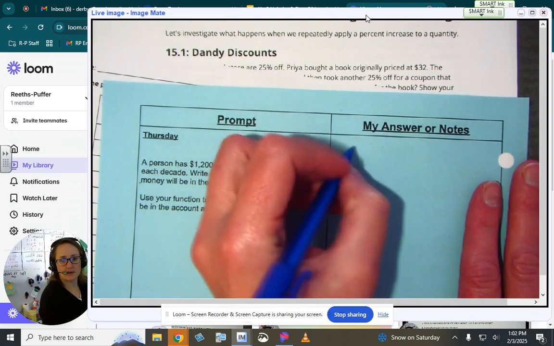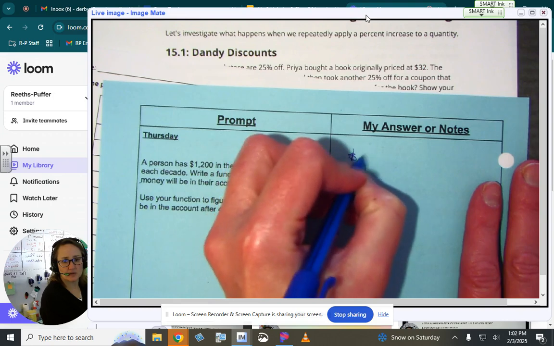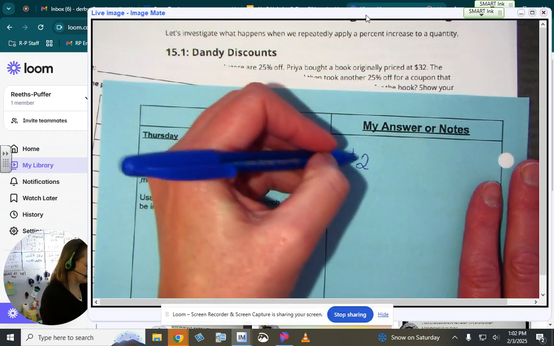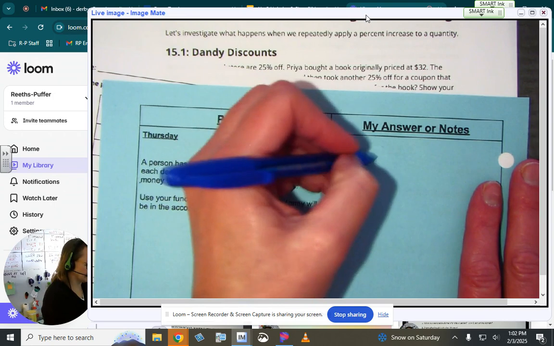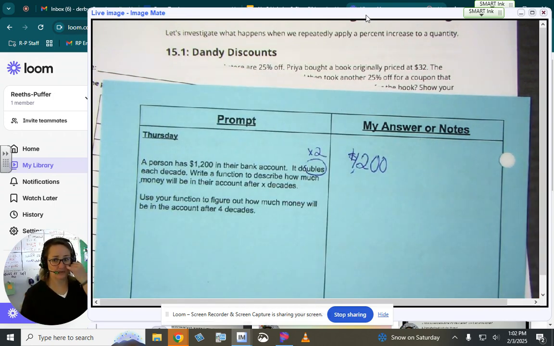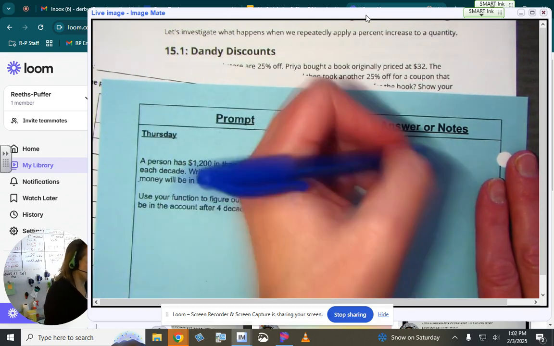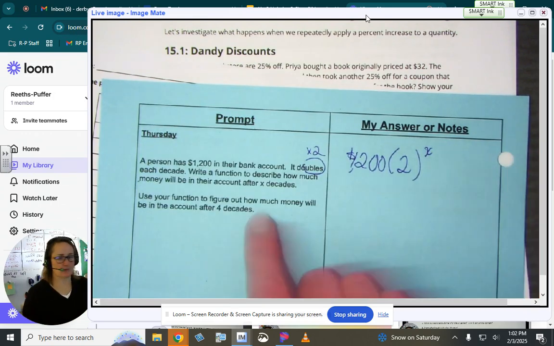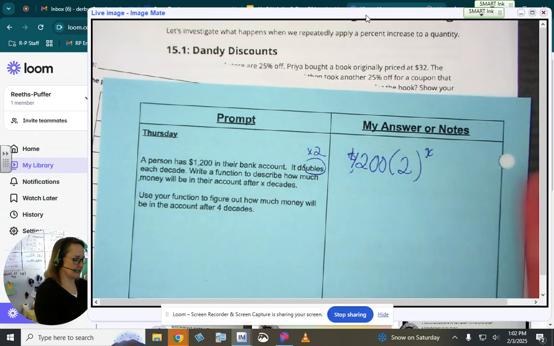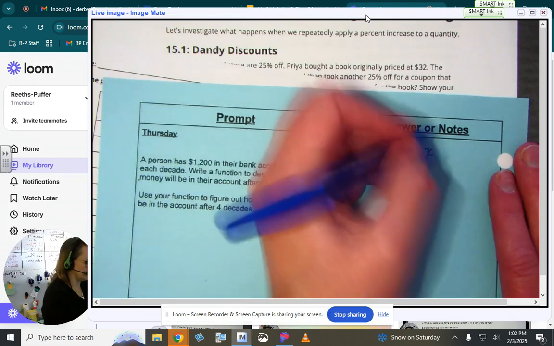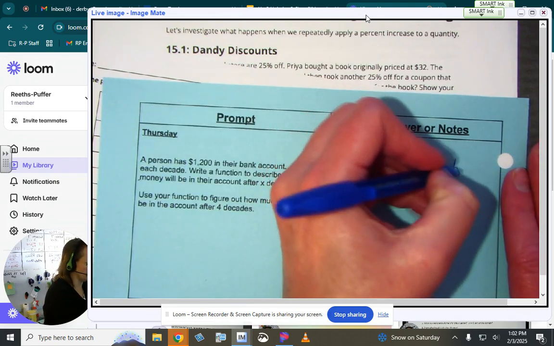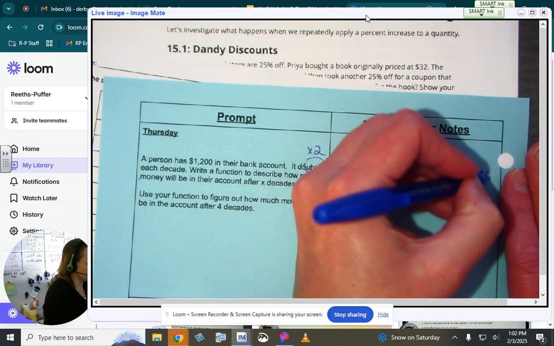My answer for that would be that I would start with the $1,200 in the bank account. I don't know why I wrote my 2 first, but I did. It is doubling, and it's doing that for every X number of decades. Now, what that's going to do is tell me the account balance. So I'm going to say that all of that equals the balance on the account.